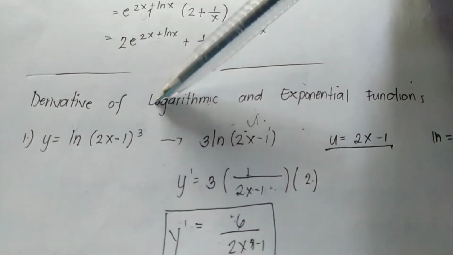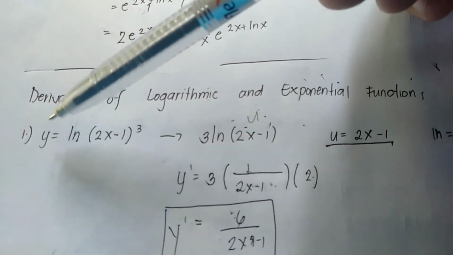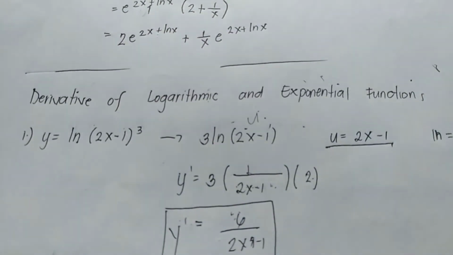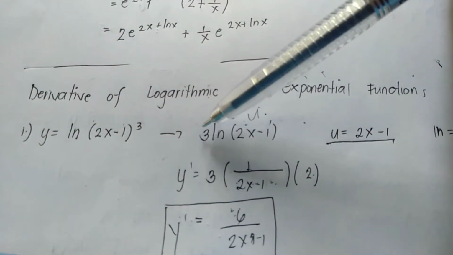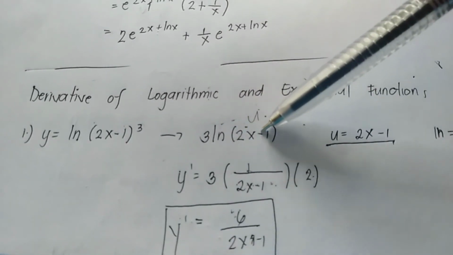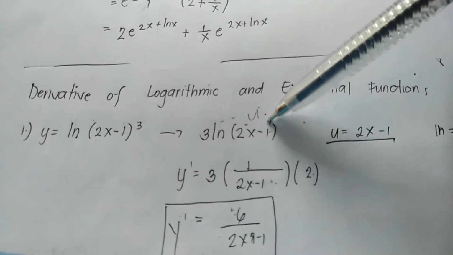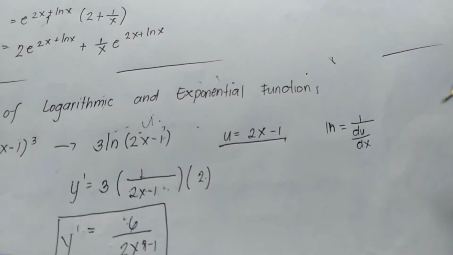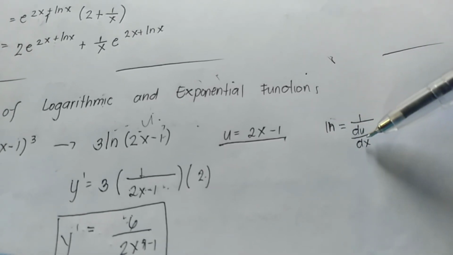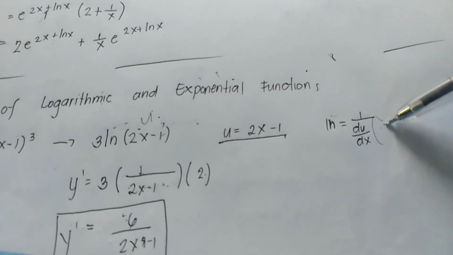The derivative of logarithmic and exponential function. For example, y is equal to ln of 2x minus 1, cubed. We can also write it as 3 ln of 2x minus 1. Our u is 2x minus 1. And remember that the derivative of ln u is equal to 1 over u times the derivative of u.